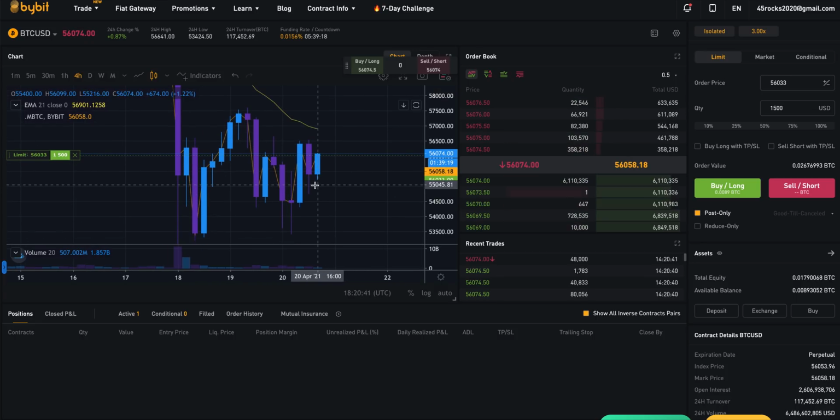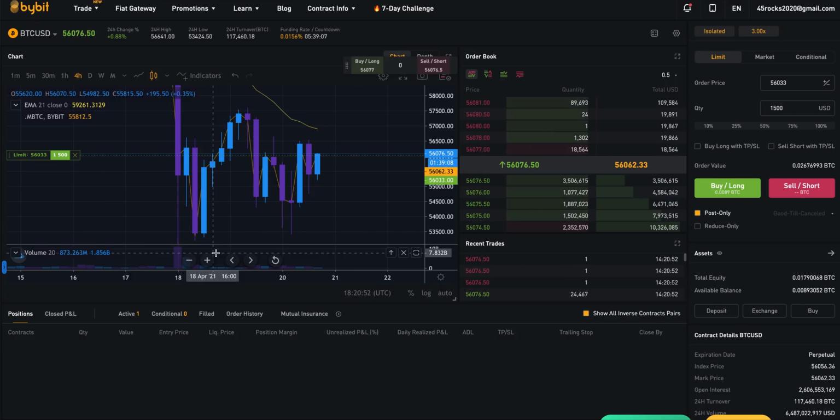But if it does come down and touch that green dotted line, I will actually get paid for doing my limit order. I will get paid for putting my limit order in, which is nice because if you do the market order, you're going to start out your trade in the negative. But if you do the limit order, you're going to start out your trade in the positive.